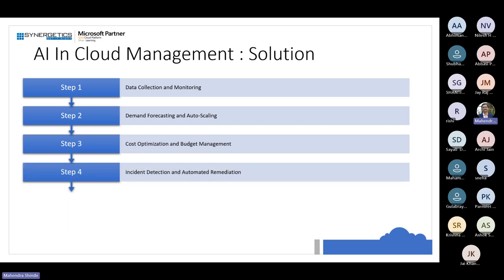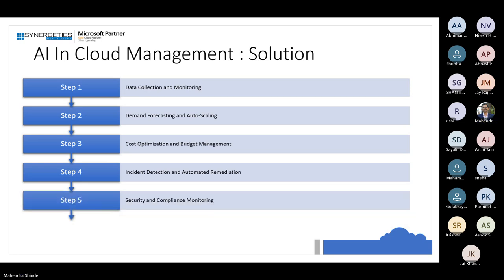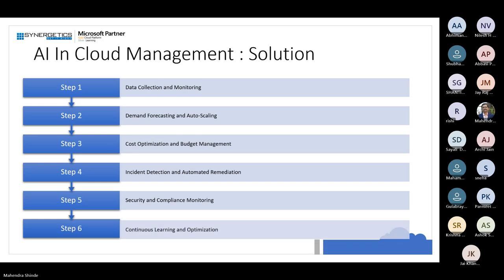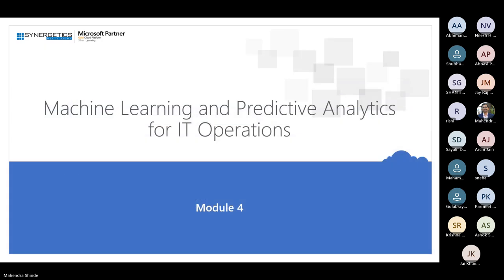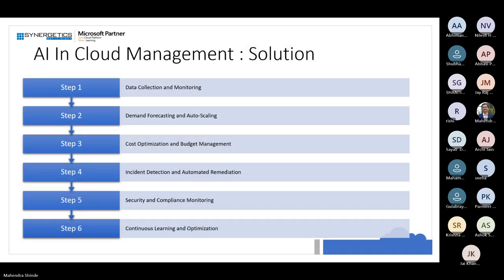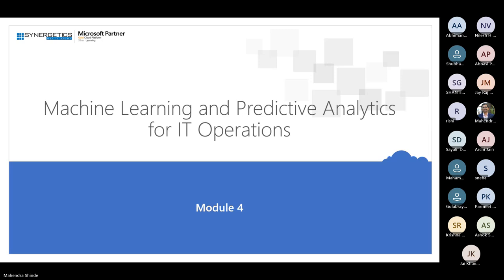And then incident detection. If there is a security incident, performance incident, or any crash or failure occurs, do an automated remediation. Compliance monitoring. And finally, continuous learning and optimization for the next year, probably. So that was the end of module 3, which was IT operations with AI, automation with AI.